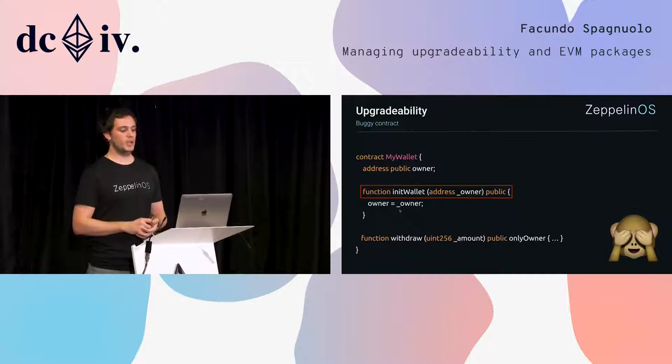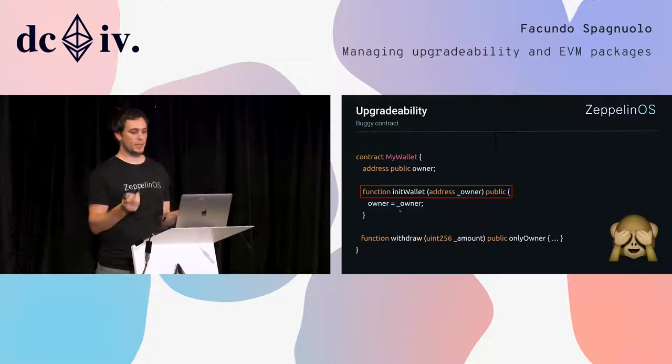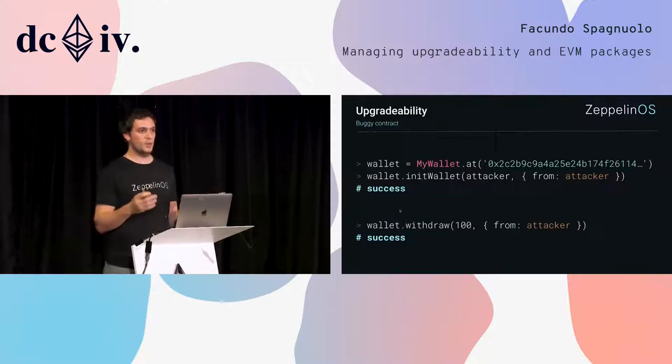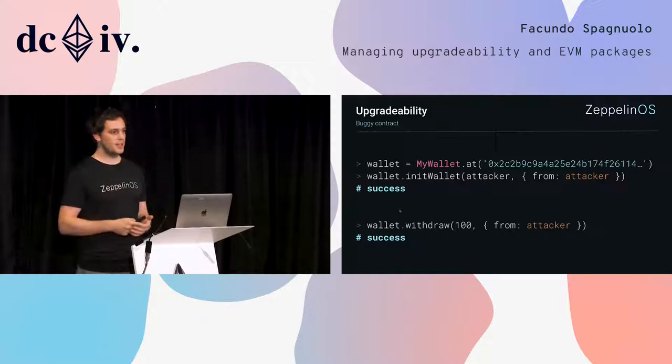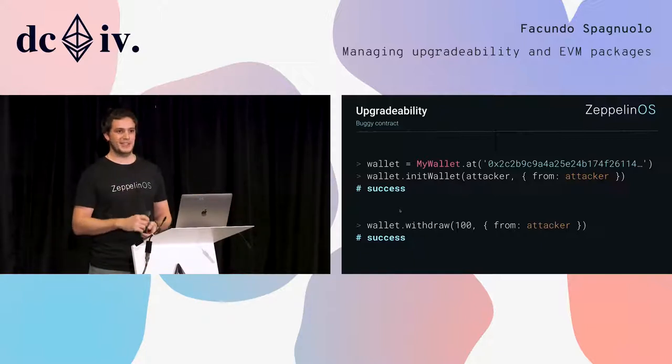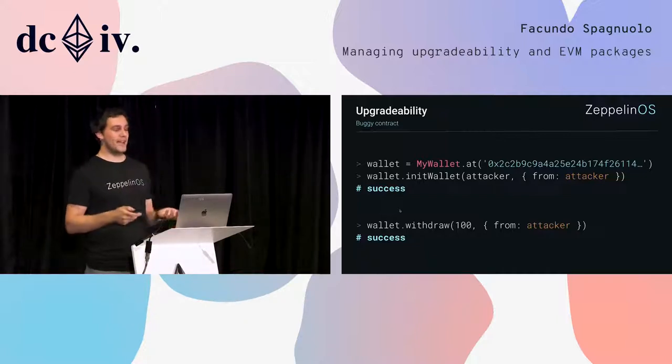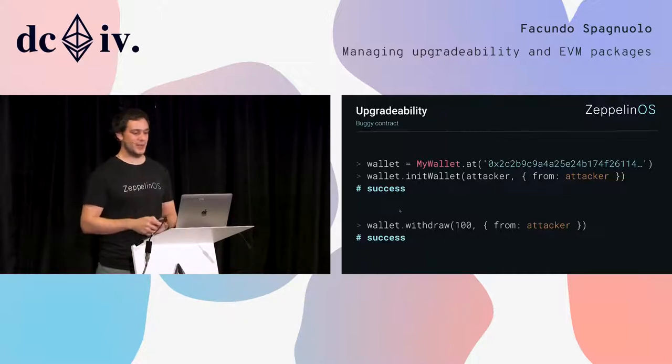As you can see, the init wallet function can be called by anyone. And this means that, for example, an attacker can call the init wallet function to withdraw some funds from it. Any resemblance with reality here is pure coincidence. And let's say that we want to fix this bug. So let's see how we can do this with Zeppelin OS. I promise it's really simple.